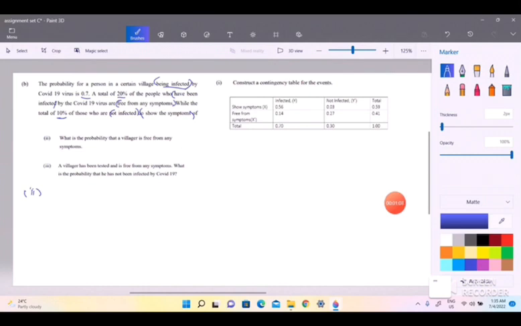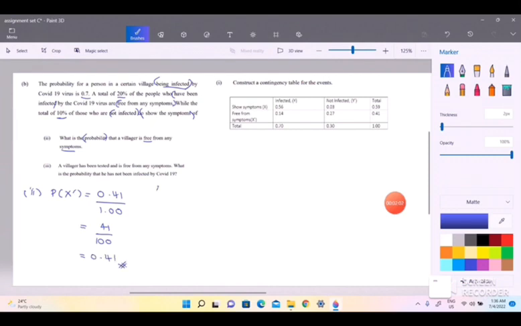Okay, so the question is the probability that a villager is free from any symptoms. That means P(X prime), which symbolizes free from symptoms, is equal to the total whether infected or not: 0.41 over the total, which is 1. So 41 over 100 is equal to 0.41. So this is the answer.